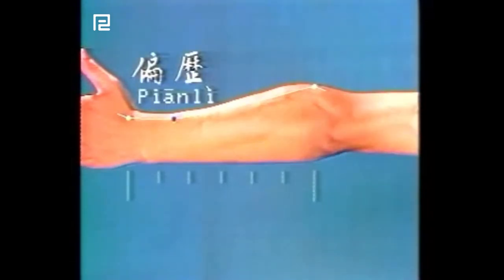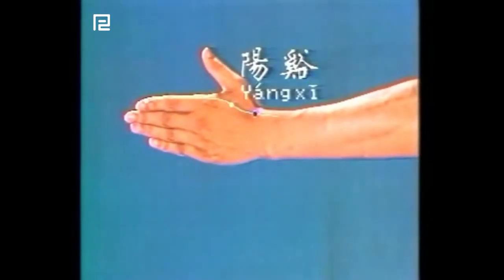Pianli, large intestine 6. With the elbow slightly flexed, on the radial side of the dorsal surface of the forearm. Yangxi, large intestine 5. At the radial end of the crease of the wrist. Hegu, large intestine 4. On the dorsum of the hand, between the first and second metacarpal bones. Shangyang, large intestine 1. On the radial side of the distal segment of the index finger, 0.1 cun from the corner of the nail.